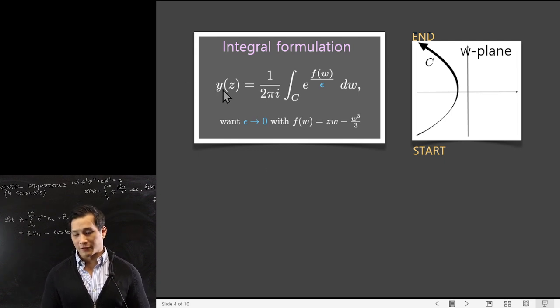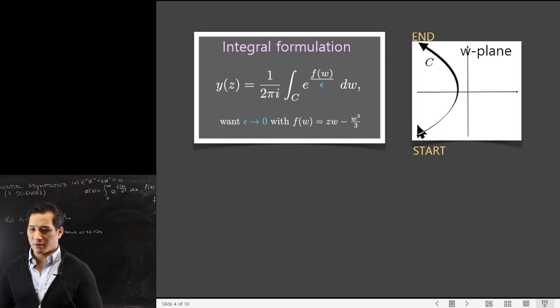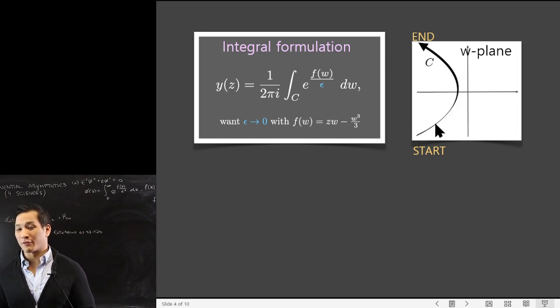It's y as a function of z is this integral over a contour, to be stated, times e to the function f of w over epsilon, and here w is my integration variable. Okay? Now, firstly, this contour has to begin from essentially a certain angle. I think it's something like minus 2 pi over 3, and it has to tend towards 2 pi over 3. I have to double check what those angles are.